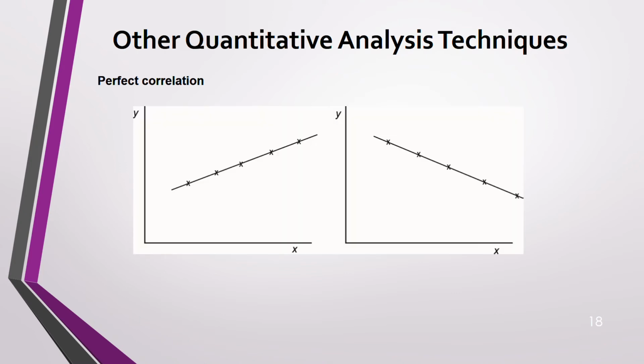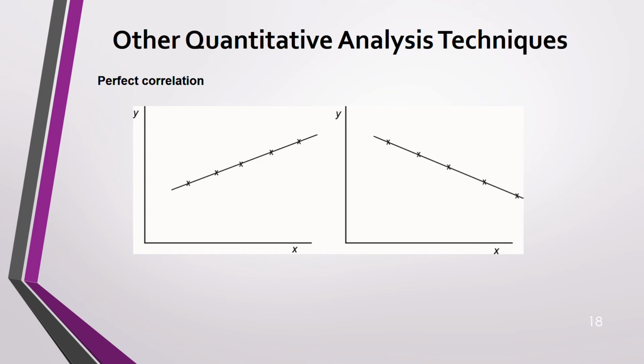First, perfect correlation. This is how a diagram will look. If all your X points, based on the data you have plotted, fall on a straight line, that is known as perfect correlation. A perfect relationship is there. For this type of data, you can use regression analysis because that also assumes a straight line.